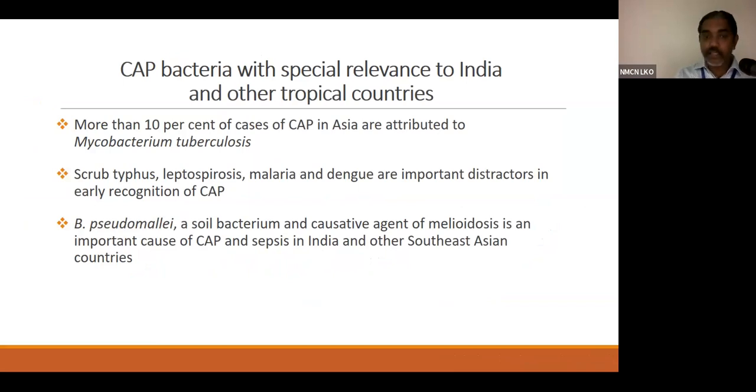And a soil bacterium, Burkholderia pseudomallei, is the causative organism of melioidosis, which is an important cause of pneumonia and sepsis in India and other Southeast Asian countries.